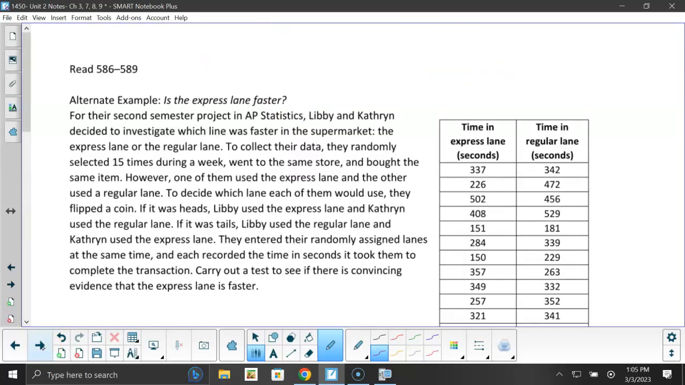Data! So, this is actually a two-mean test. So, yeah, we're going to be fine. I gave you a ton of space on this one. So, we're going to test to see, is one lane faster? You guys remember the express lane at the grocery store?